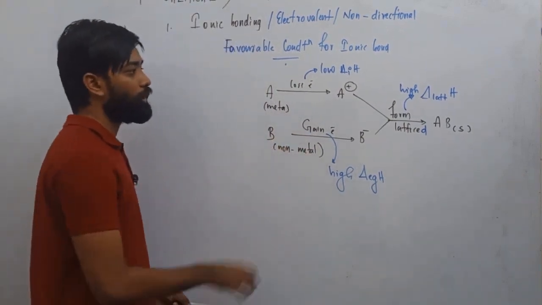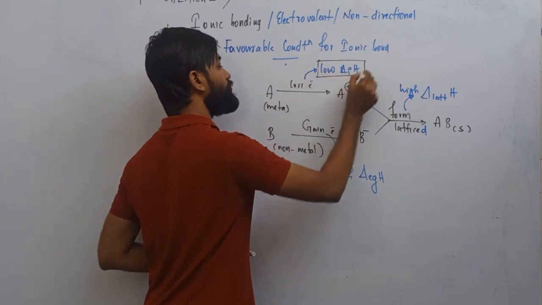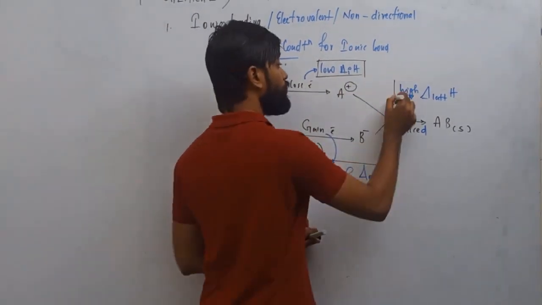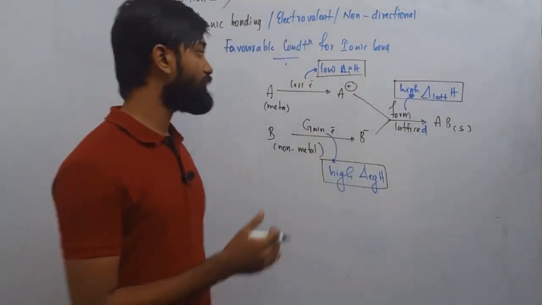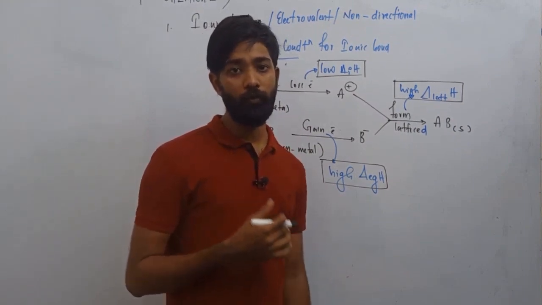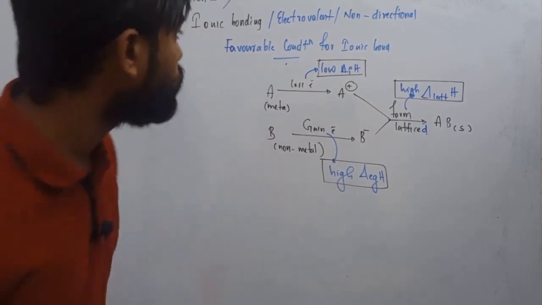So these are the conditions for the formation of an ionic bond. Your metal should have low ionization energy. Your non-metal should have high electron gain enthalpy. Moreover, the crystal should have high lattice energy. If these conditions are satisfied, then the ionic bond will be a stronger and more stable ionic bond. Ready? Fine.